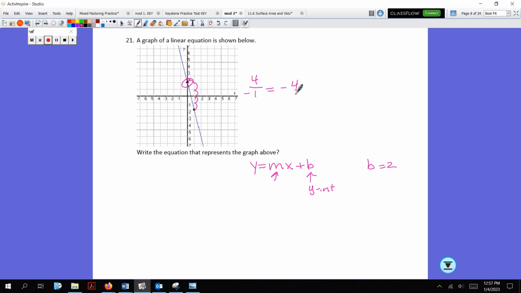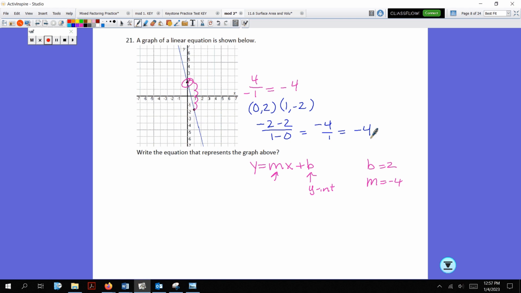If you wanted to use the ordered pairs and use the slope formula, I'm going to write that down quick. We'll just say this ordered pair is 0, 2. I'm going to change colors here just to do the slope formula. So 0, 2, and this point is 1, negative 2. Negative 2 minus 2 over 1 minus 0 is negative 4 over 1, which is negative 4. So it turns out either way you go about it, it works out.